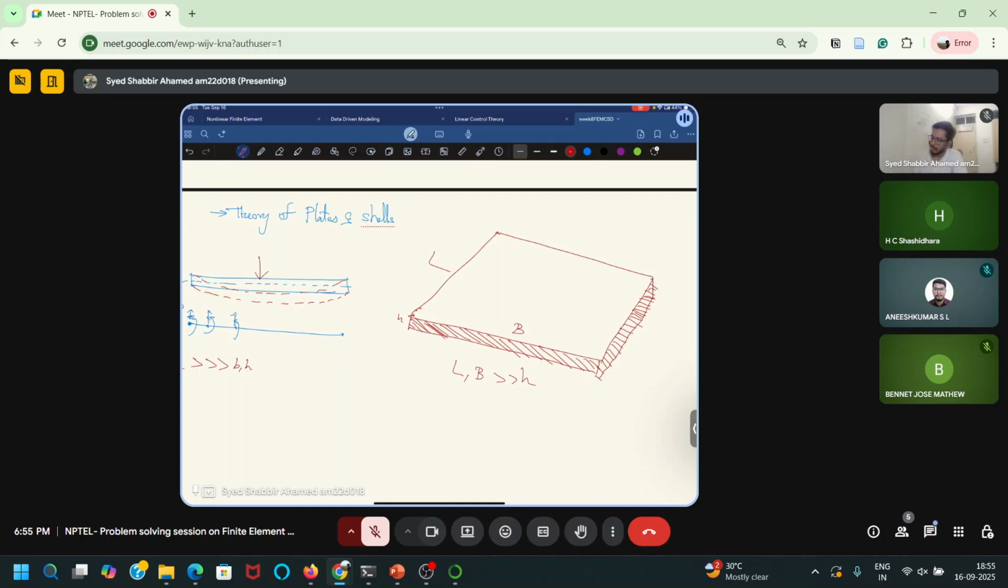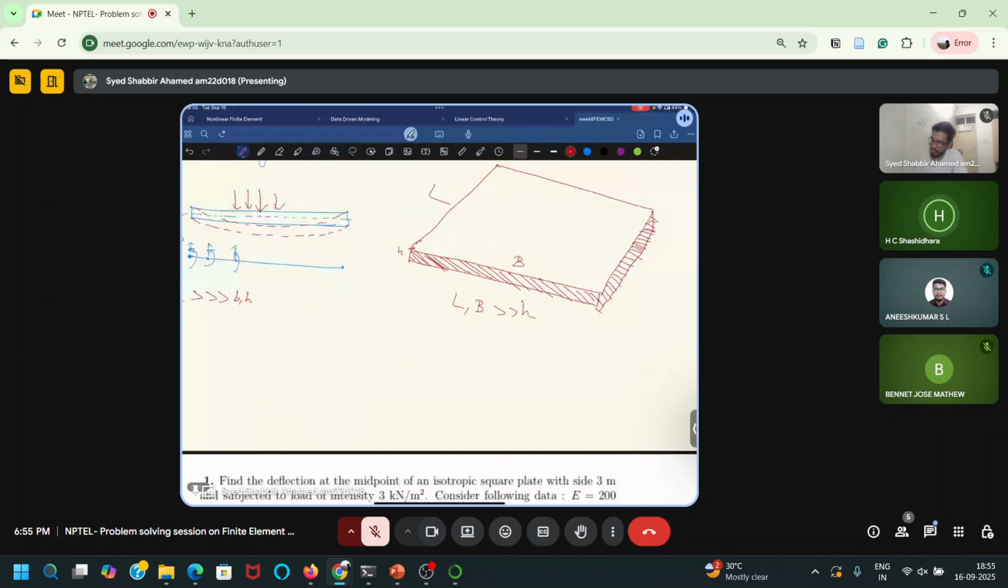If some kind of load, a distributed load or point load, acts, a beam will bend like this. A plate will bend in both the directions. So if you have a plate like this, it will probably bend like this.